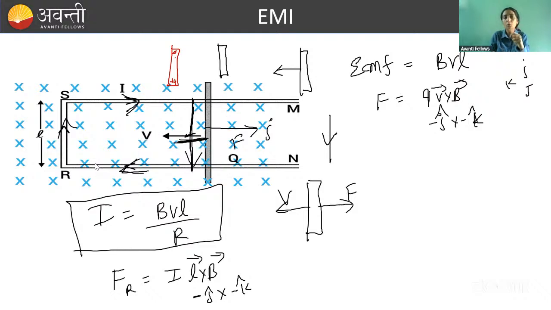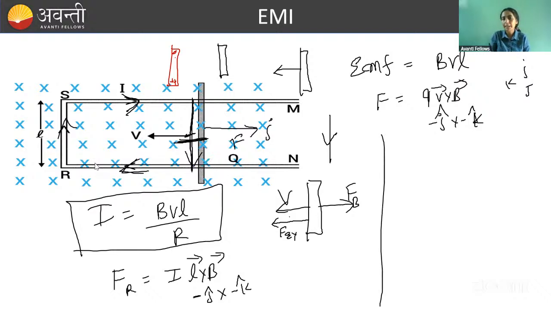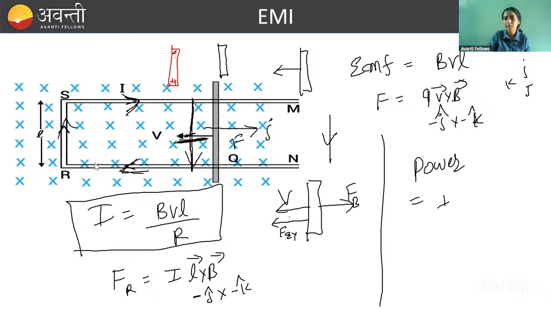So if you want this rod to keep on moving with velocity v, you need to apply an external force equal to the magnetic force acting. So we need to do external work in that case, and hence we need to apply power so that this rod keeps on moving with velocity v. So the question asks what will be the power applied? Power applied will be force into velocity. Simple. How much force you need to apply? ILB. And with what velocity do you want it to keep moving? V. So ILB into V.